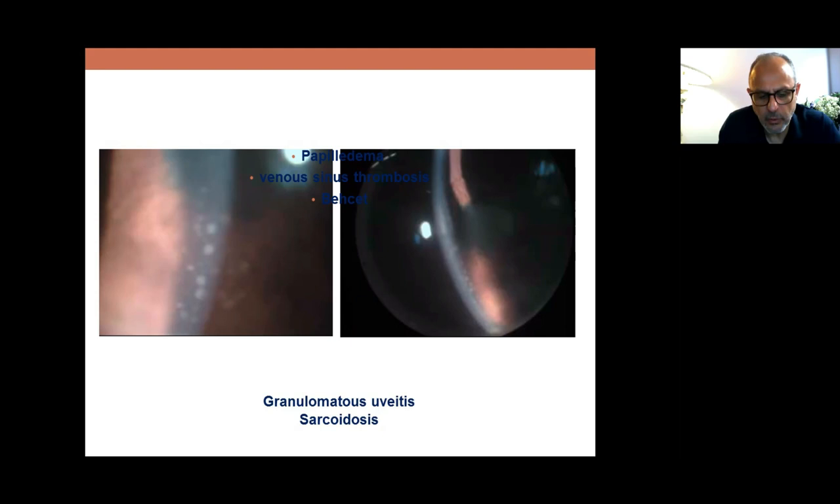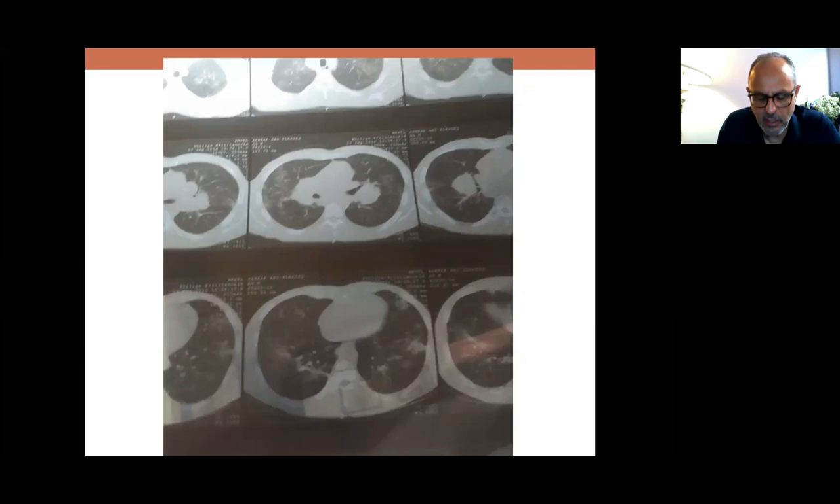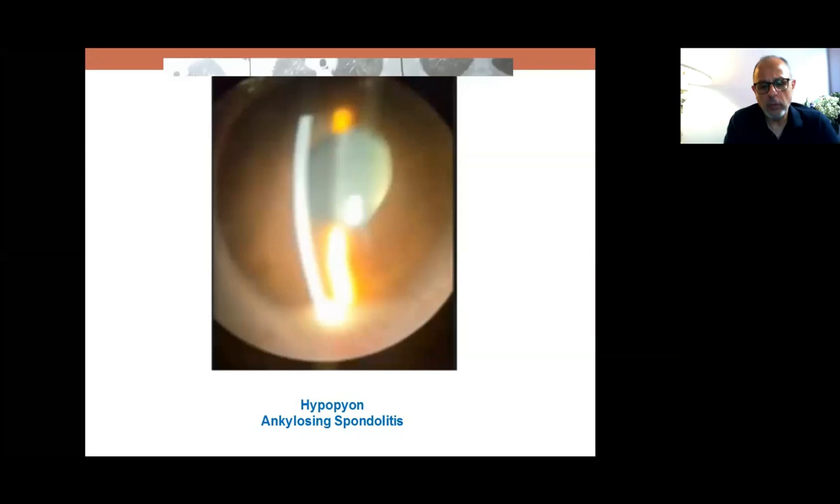This is the CT scan showing, I think, hilar lymphadenopathy or increased bronchovascular markings, parenchymal lesions. So this is a TB. We'll move on to the next slide.